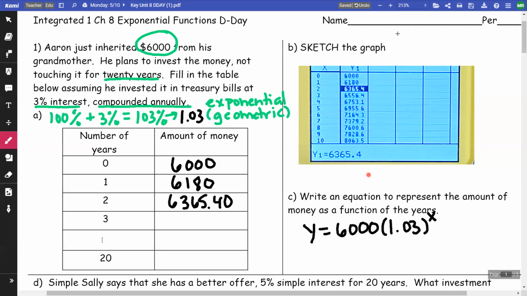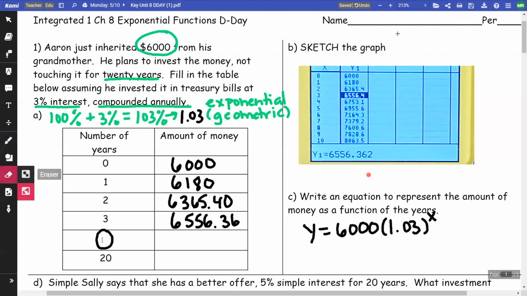The next one is $6,365.40. And when I go to year 3, I get $6,556.36. That 2 after the 6 is going to keep that as a 36 and not push it up to a 37. And then these dots here mean if the pattern continues.